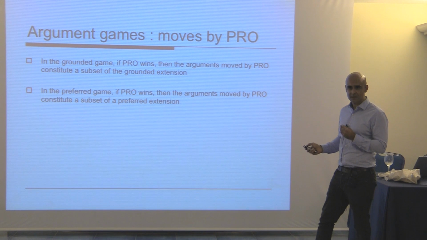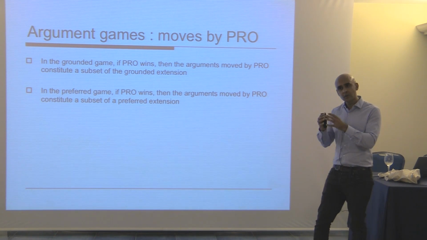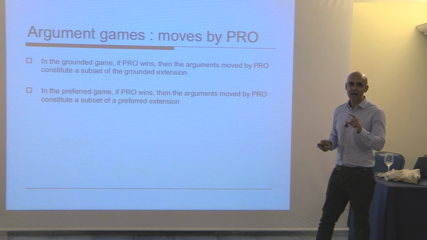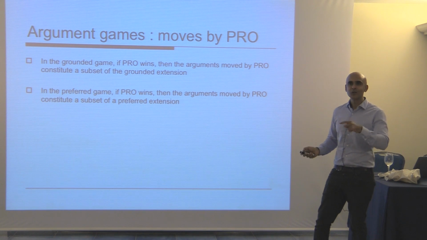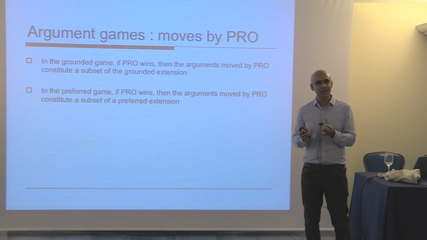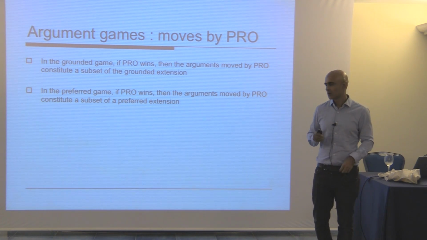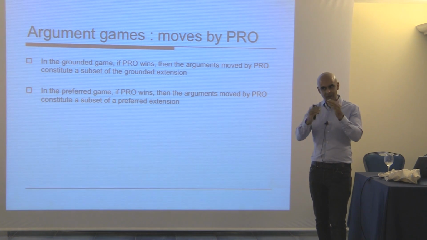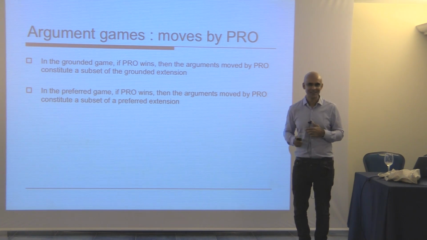So in the grounded game, if pro wins, the arguments moved by pro are a subset of the grounded extension. In a preferred game, the arguments moved by pro, if pro wins, are a subset of the preferred extension. Actually, it turns out that if pro wins the grounded game, you are guaranteed that the arguments moved by pro are conflict-free. One can prove that; I won't go into the details. In the preferred game, you need this extra check, and that unfortunately disrupts the symmetry of the rules. I defined these games in a book chapter with a colleague, and we tried hard to get complete symmetry between the two games, so that the rules are symmetrical, repetition rules included. But you need this extra check in the preferred game. Not very nice.